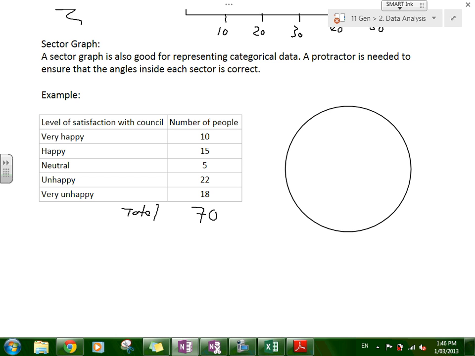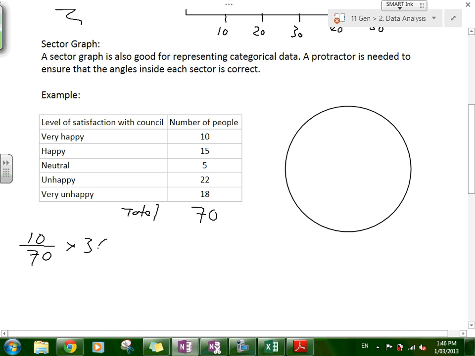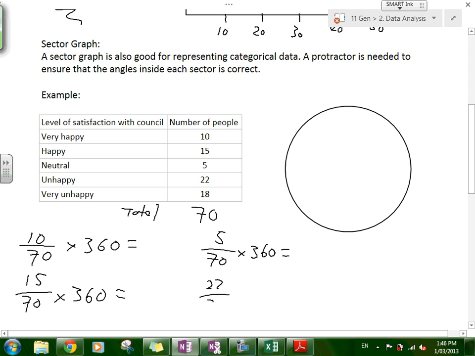So we have to do it like this. 10 over 70 times 360. Someone needs to work that out. Then 15 over 70 times 360. 5 over 70 times 360. 22 over 70 times 360. And then 18 over 70 times 360.